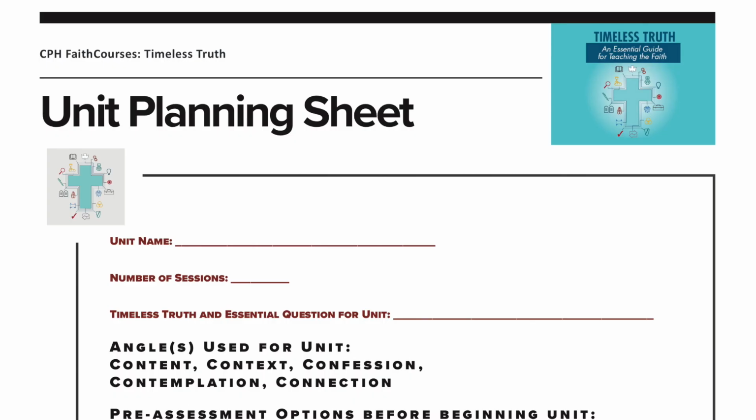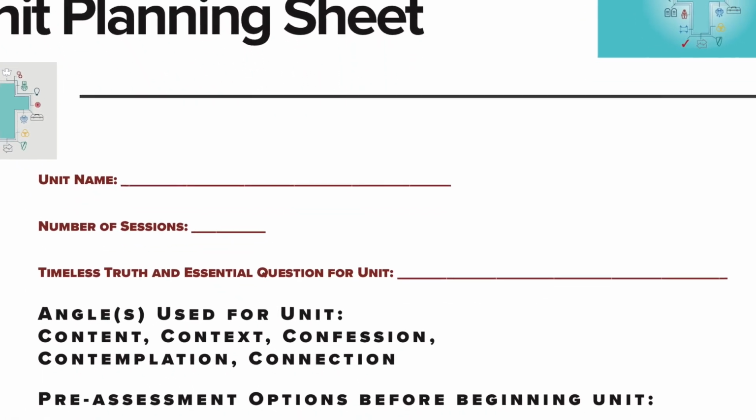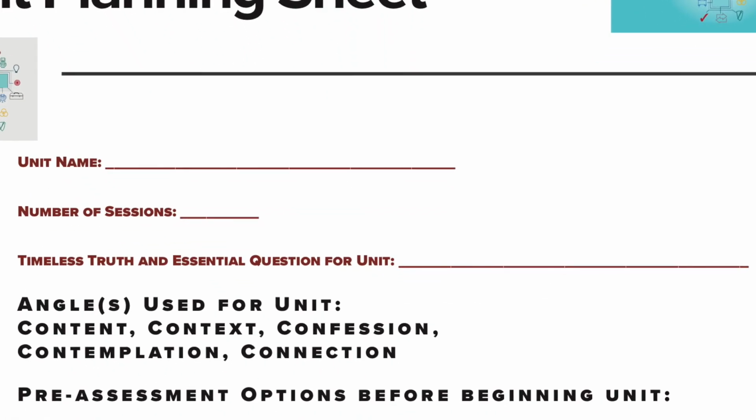Think about the unit you want to do. At the top, write down the name of the unit and how many sessions you're thinking you'll have for that unit. As an example, maybe 4 sessions, 1 hour a week. Then consider what timeless truth statement or statements you're going to use. I know you really haven't gotten into this much yet, but give it a try. What is the key statement you want your learners to understand, and what's the driving question that will get them to understand it? You can certainly use one of the above.